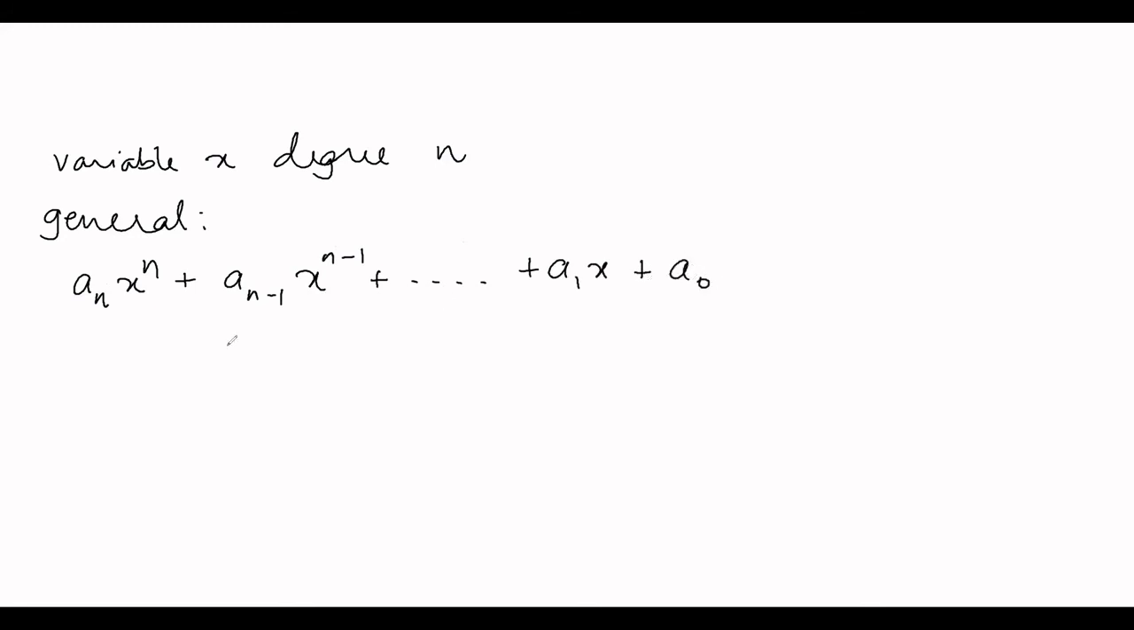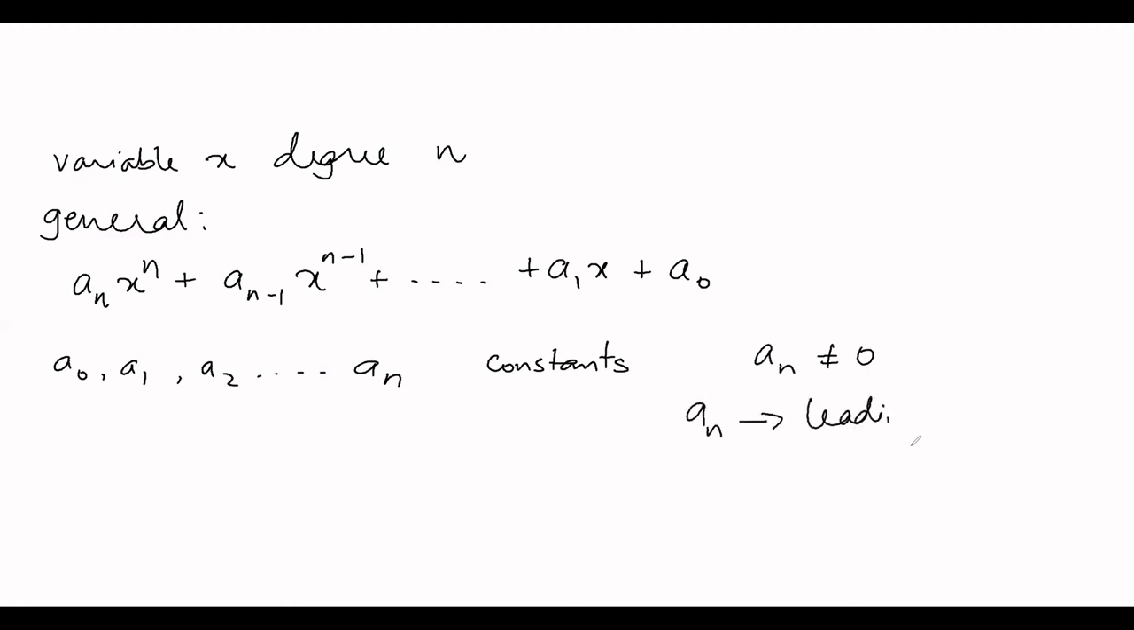Okay. So here a naught, a1, a2 so on up to a n are constants or they are real numbers. And what is the condition here? a n is not equal to 0. a n is referred to as the leading coefficient.